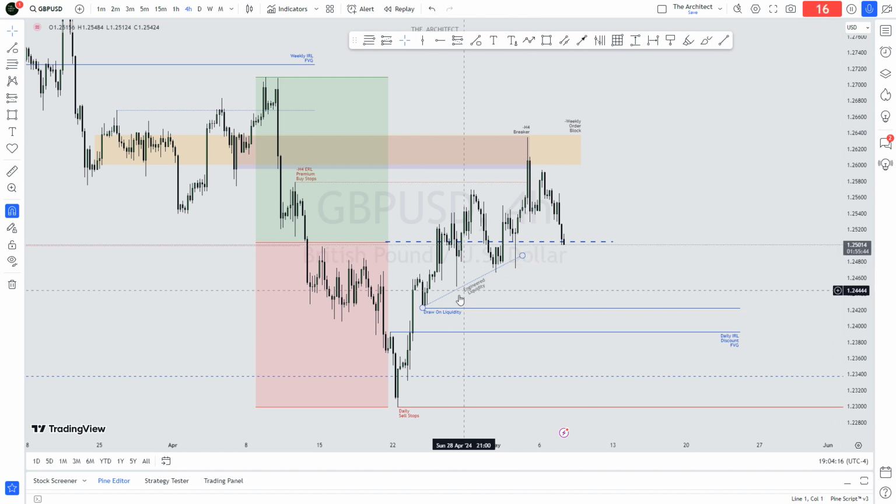We have these relatively equal lows here, trend line liquidity, which is going to be absorbed, and then eventually we get to our draw on liquidity all the way down there.